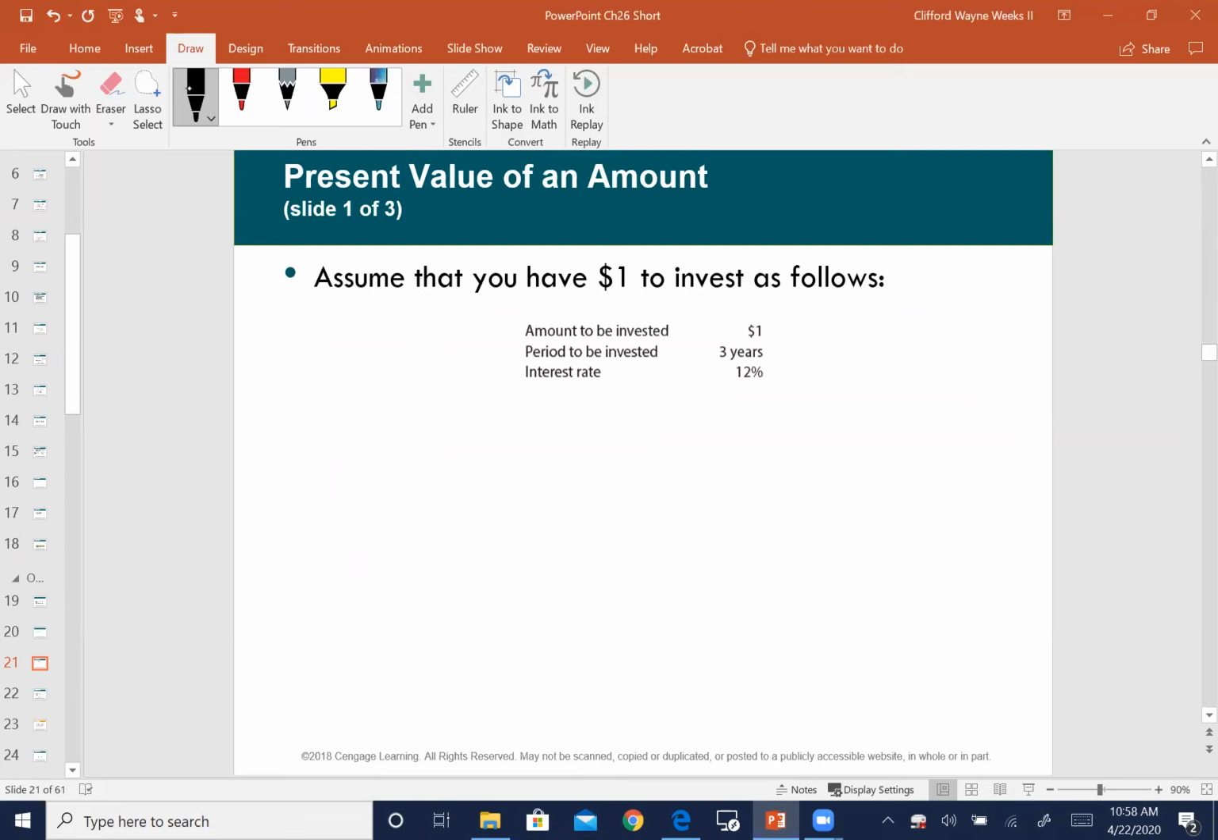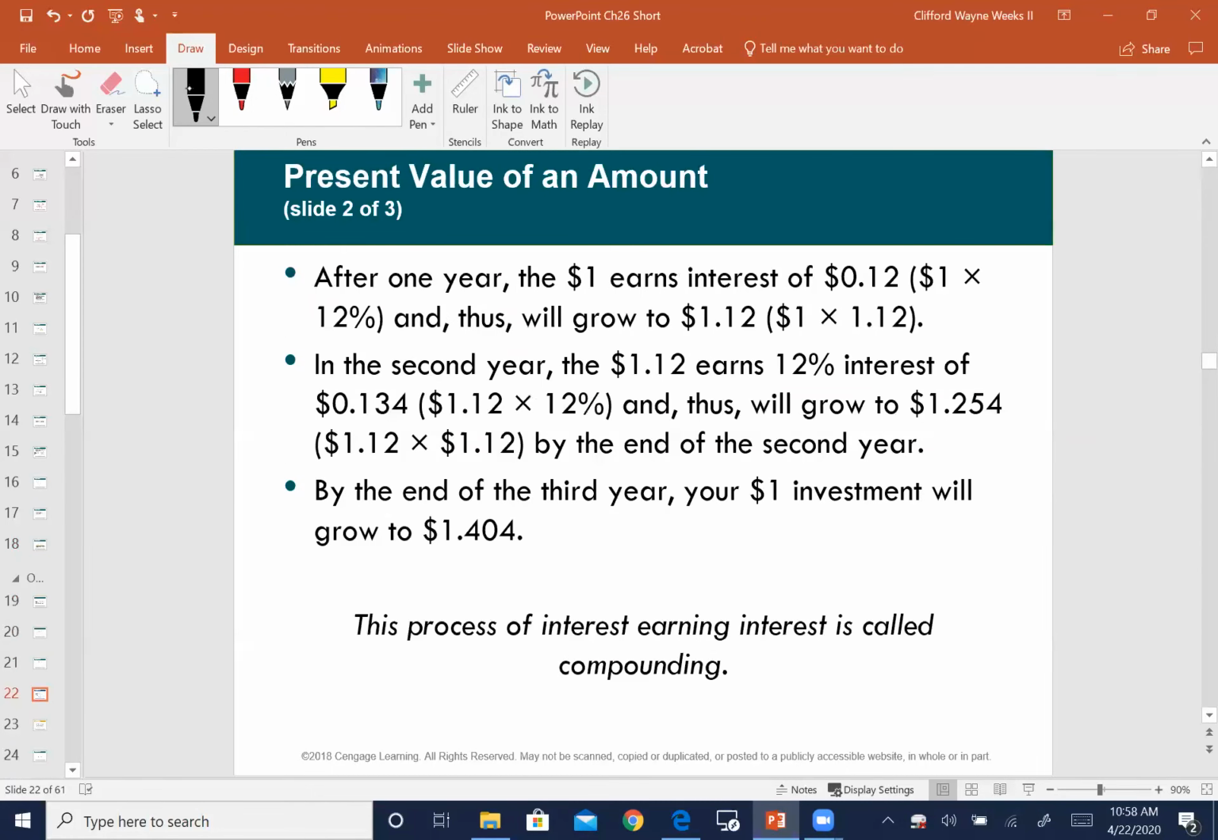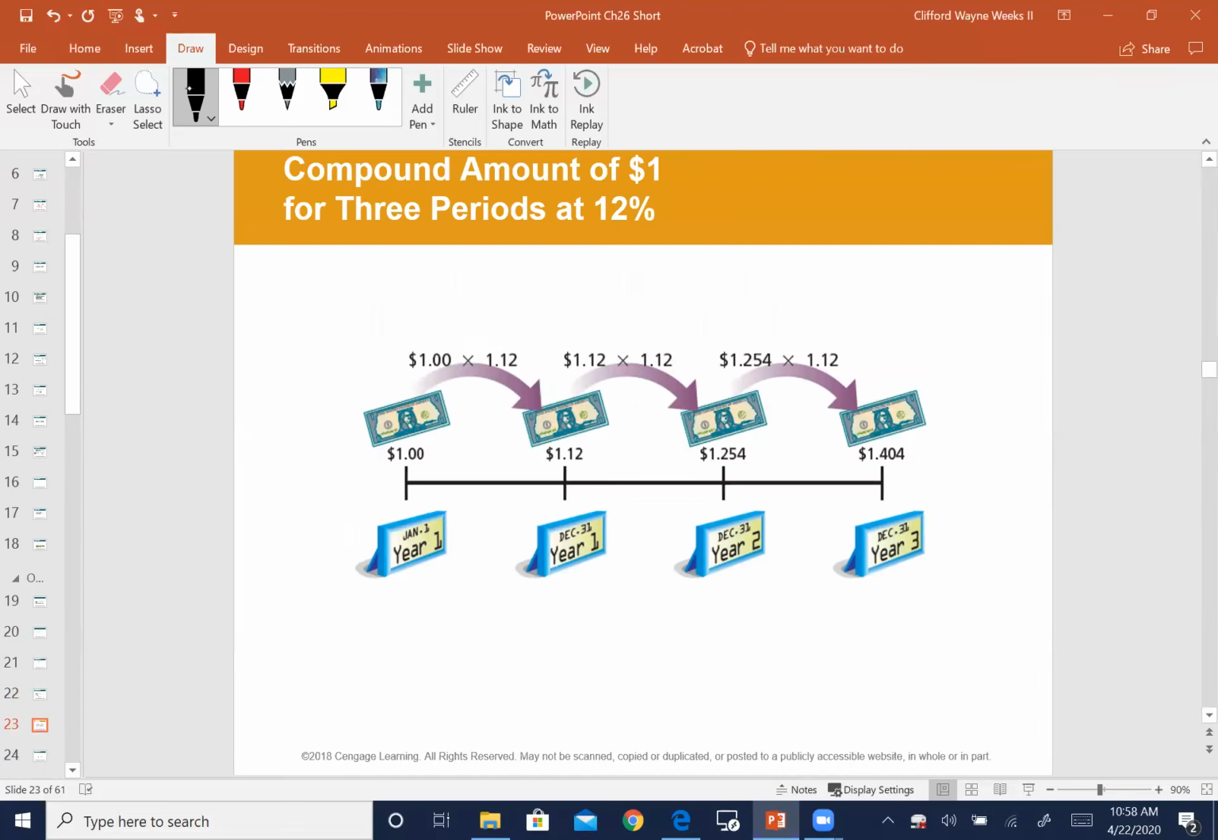We're going to use a timeline, and we're going to grow this dollar. So this looks really confusing, but don't worry about it. The picture paints 1,000 words, but basically they're saying that as time goes by, interest earns interest. So we had this dollar, and we multiplied that times 12% as the passage of time.